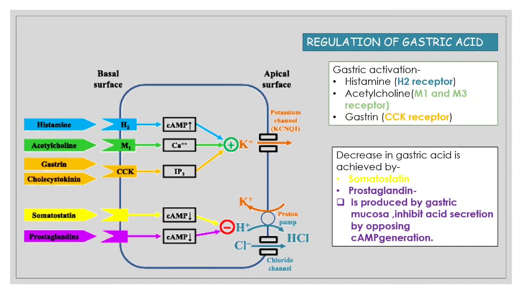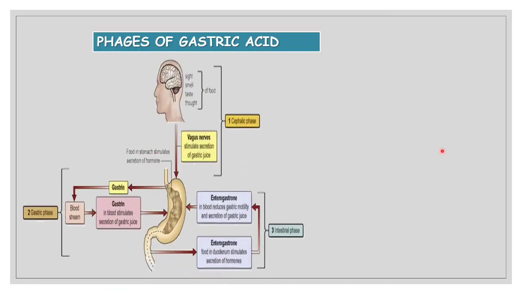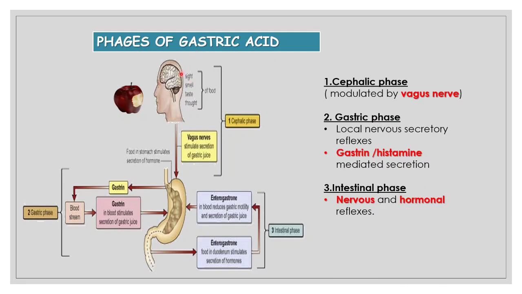Moving next, let's talk about certain phases which are generally seen in gastric acid secretion. Whenever your eyes see food, or any sight, smell, taste, or even the thought of food, they constitute a phase known as the cephalic phase, which is modulated by the vagus nerve. During this phase, the least amount of acid secretion is seen inside your body.